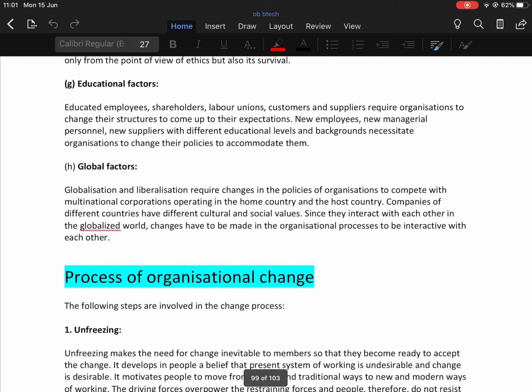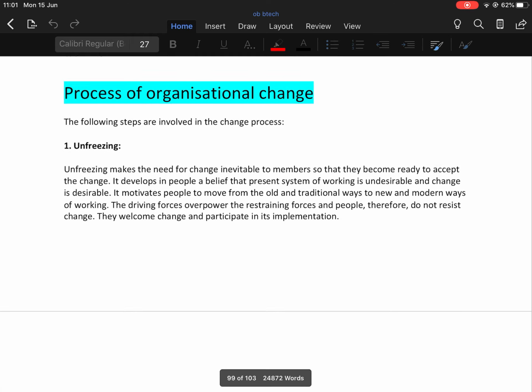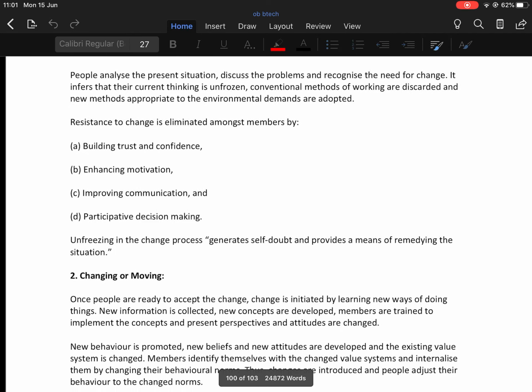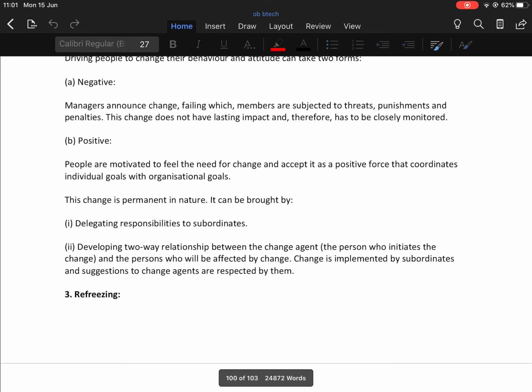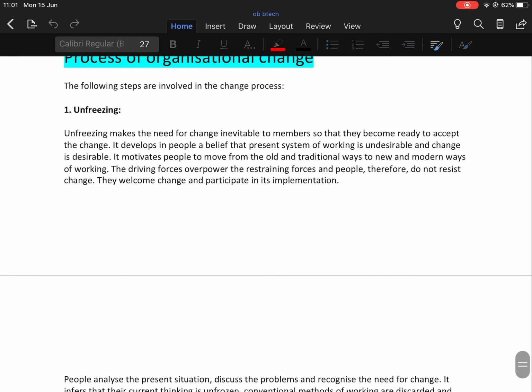Now the next one is process of organizational change. There are three steps involved in the organizational change. First is unfreezing, then changing or moving, then refreezing. So I am starting with first, that is unfreezing.